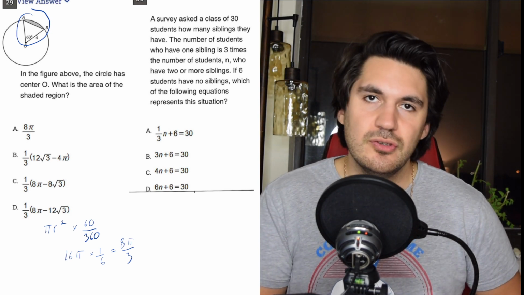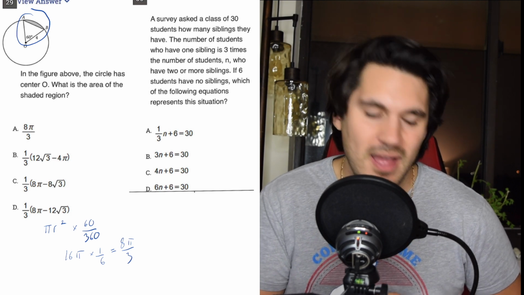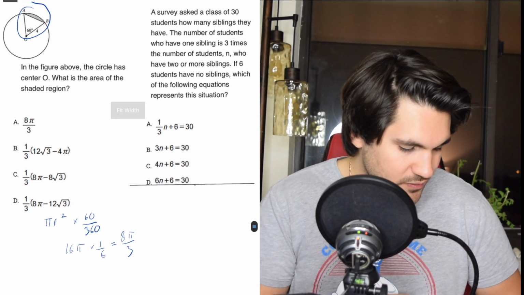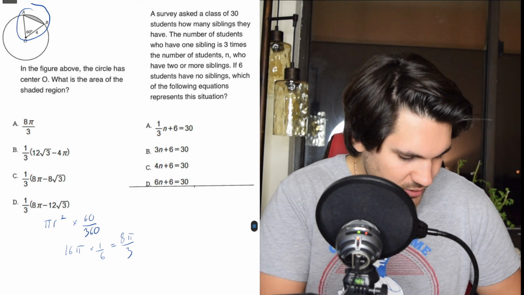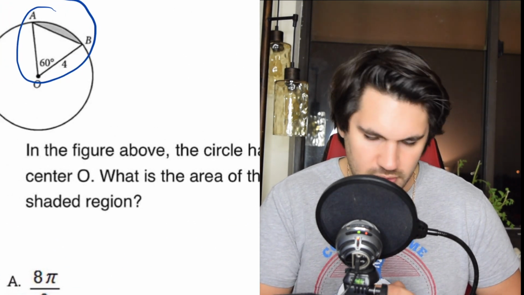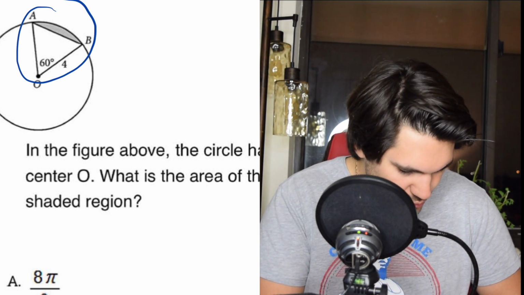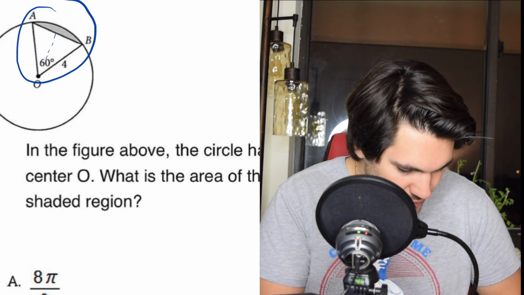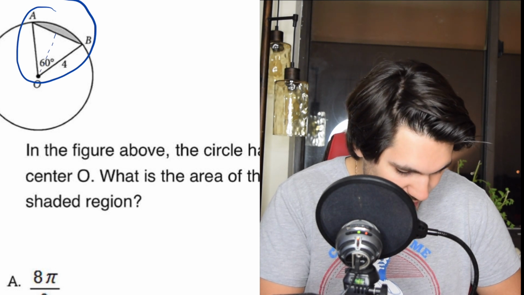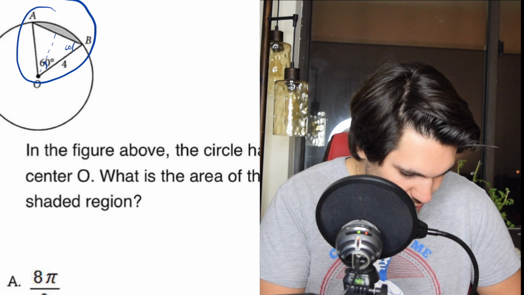But then what we can do to get the area of the shaded region is now subtract the area of the triangle. So the area of the triangle is a little trickier. Let me zoom in on it a little bit. Because we know that this is an equilateral triangle because it's 60, 60, 60. So what you can do is do this. We're going to turn it into a 30, 60, 90 triangle. So this will be 60. This part is going to be 30.